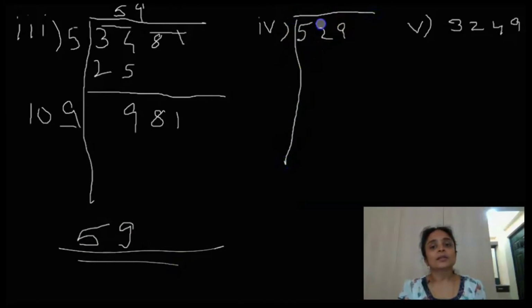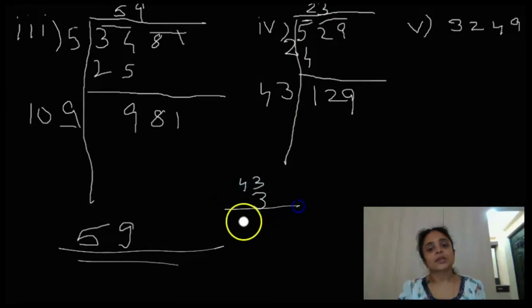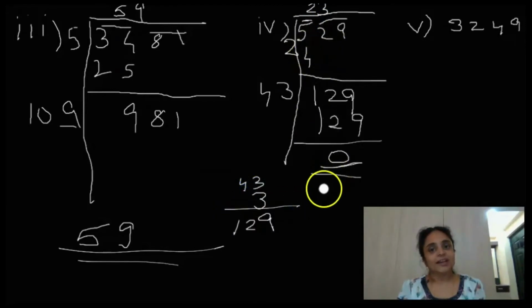Now square root of 529. How will you pair this? 29 will be a pair and 5. Now what will be the first digit? It will be 2 because 2 square is 4. 2 and 2. Then 2 into 2 is 4. 5 minus 4 is 1. Bring this 29 down. Now 2 plus 2 is 4. Then 3 into 3 is 9. So let us see whether 3 is that number. 43 into 3 is 129. So square root of 529 is 23.